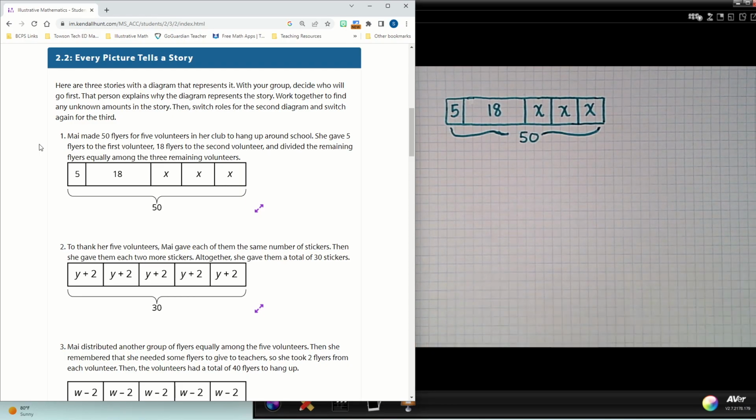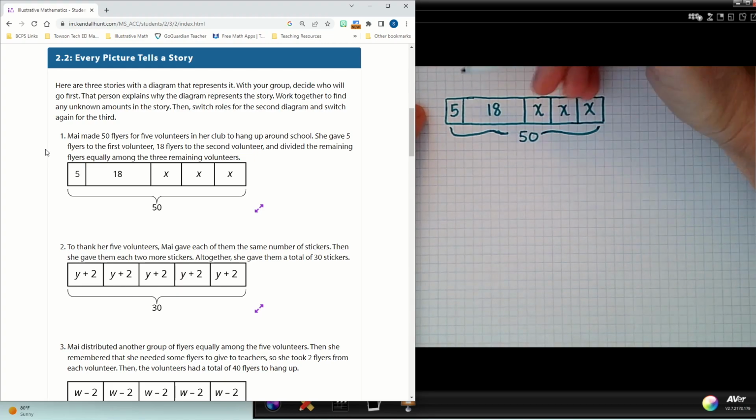hang up around the school. She gave 5 flyers to the first volunteer, 18 flyers to the second volunteer, and then divided the remaining flyers among 3 remaining volunteers. So the 5 here would represent our first volunteer, the 18 would represent our second volunteer, and the 3 X's are our 3 unknowns.